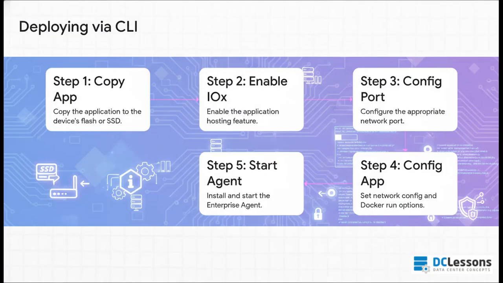I really like this slide because it kind of demystifies what it takes to do this from the CLI. It's not as scary as it might seem. It's really just a straightforward 5-step process. First, you copy the application over to the router. Then you enable the app hosting feature, which is called IOX. After that, you configure the networking for it, set your application parameters, like your account token, and then you just install and start the agent. See? It's super logical, and you can totally script the whole thing.